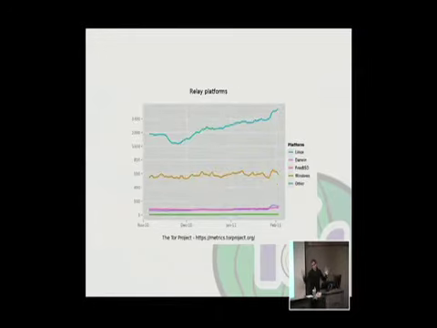So, you know, you don't have the body to be a fireman. And then you can also see relay platforms. A lot of them are Linux systems. We went from about 1,200 Linux systems to somewhere around 1,600.